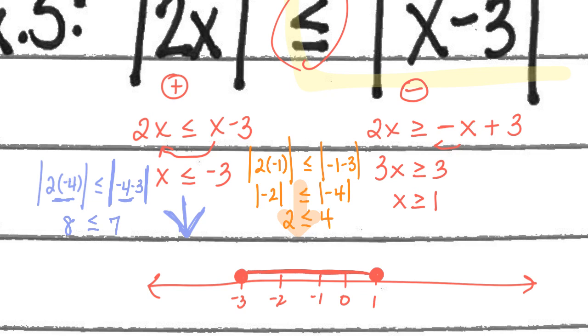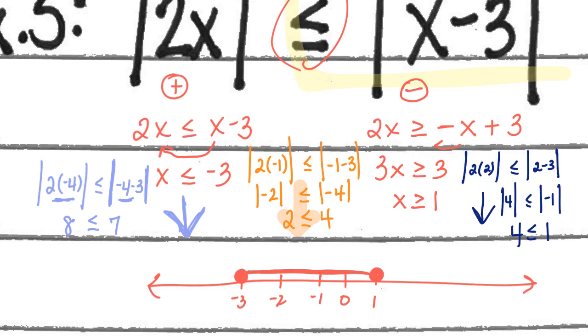Now I'm going to check this area. So again, I'm going to pick a number greater than 1. I'm going to make it easy, and I'm going to pick 2. So I'm going to plug 2 in. |2 times 2| is less than or equal to |2 - 3|. And 2 times 2 is absolute value of 4. 2 minus 3 is negative 1. Is 4 less than or equal to 1? No. So right here in this area, I am not going to graph anything.